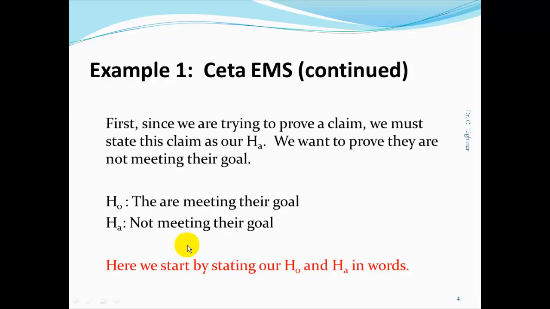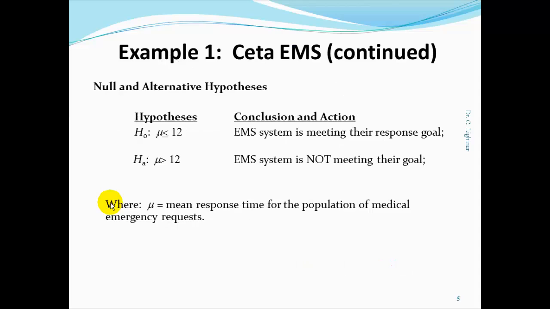So here we put as our alternative that they are not meeting their goal. Once we state our alternative hypothesis, we always put our null hypothesis first, and the opposite of that alternative would be that they are meeting their goal. Now, we state this using the appropriate statistical measures. The null hypothesis is that they are meeting their goal. Recall that their goal is to respond to calls in a mean time of 12 minutes or less. We can state this as mu is less than or equal to 12. The alternative that they are not meeting their goal would be that the mean response time exceeds 12.